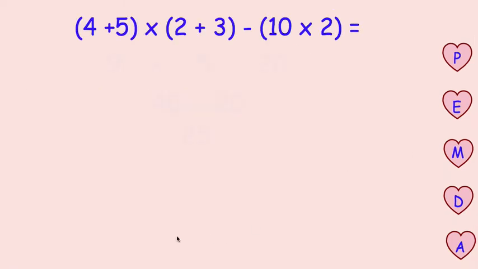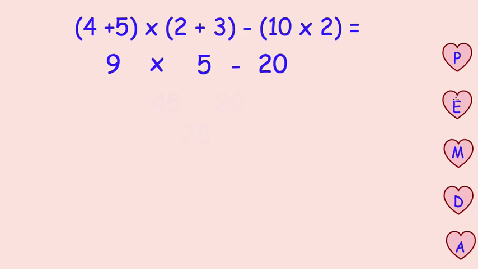Let's look at this one. This one's a little more complex. I see I have a lot of parentheses here. So what I'm going to do is look at my parentheses and solve all of my parentheses. So I have a 9, I have a 5, and I have a 20. Because 4 plus 5 is 9, 2 plus 3 is 5, and 10 times 2 is 20. Then I bring down my signs.